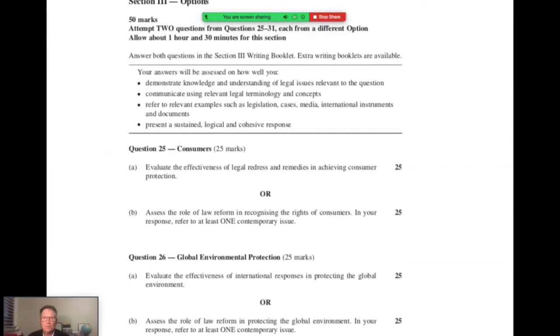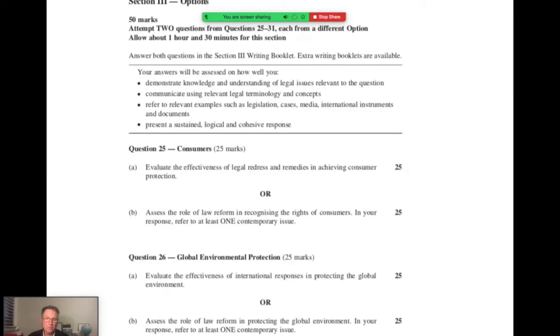If we have a look at one of the pages from the HSC exam papers, we move on to section 3, and what you'll see when you get to section 3, it'll say up the top, attempt 2 questions from question 25 to 31, and you must answer one question from each option. So if your school was studying consumers and the law, you would look at question 25 and say, I would have to answer either question 25A or question 25B. I cannot answer 2 questions from one topic. I have to answer 1 question from each of the 2 chosen topic areas.